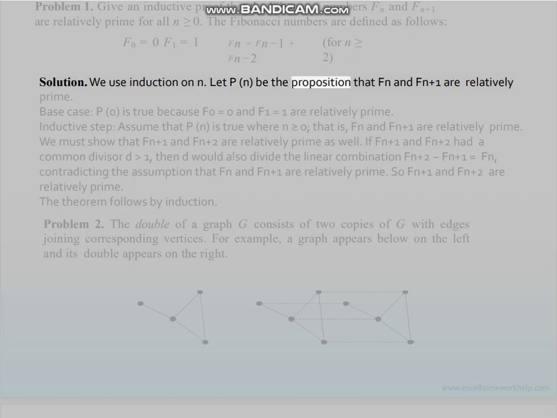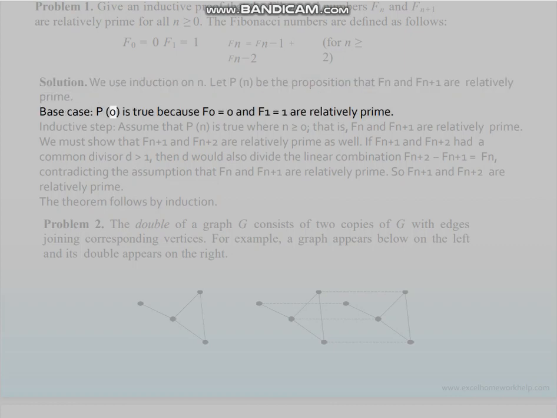Let P(n) be the proposition that f_n and f_{n+1} are relatively prime. Base case: P(0) is true because f_0 equals 0 and f_1 equals 1 are relatively prime. Inductive step: assume that P(n) is true where n is greater than or equal to 0, that is, f_n and f_{n+1} are relatively prime. We must show that f_{n+1} and f_{n+2} are relatively prime as well.